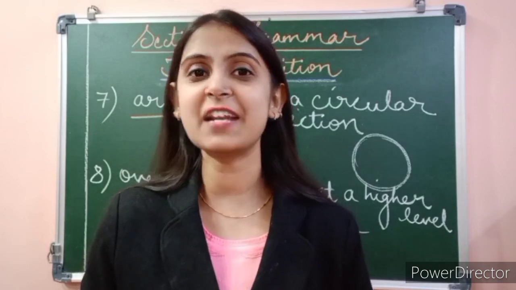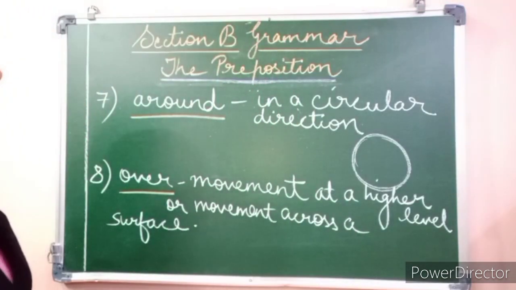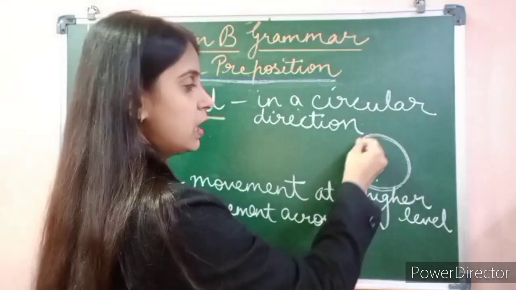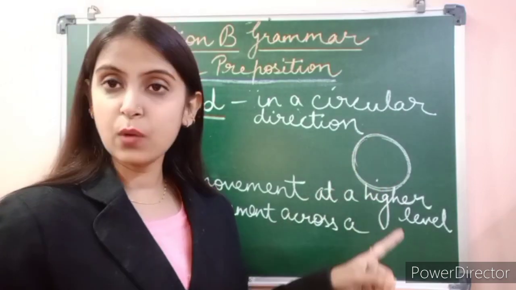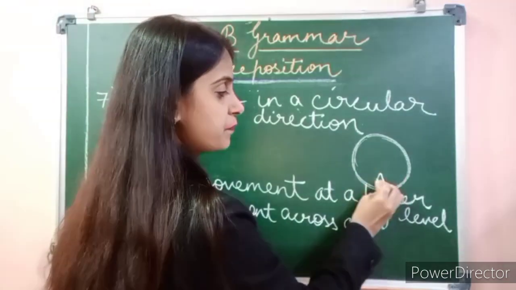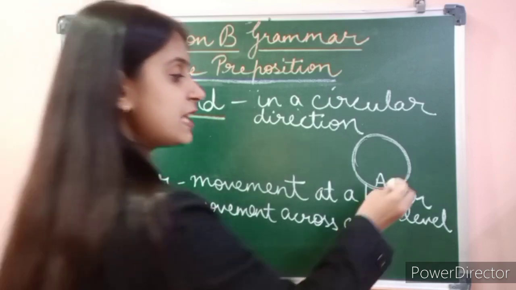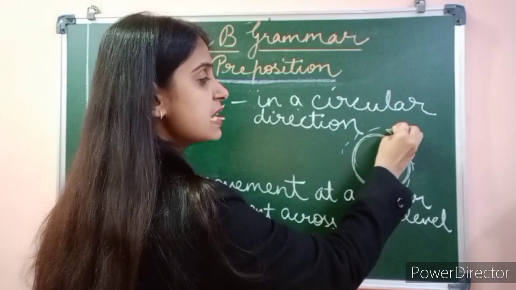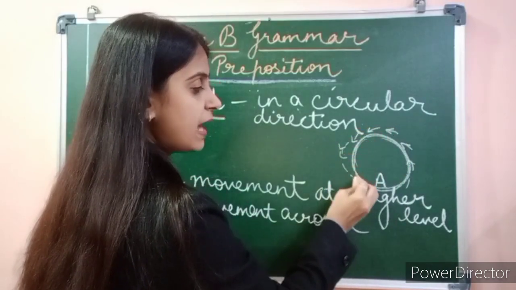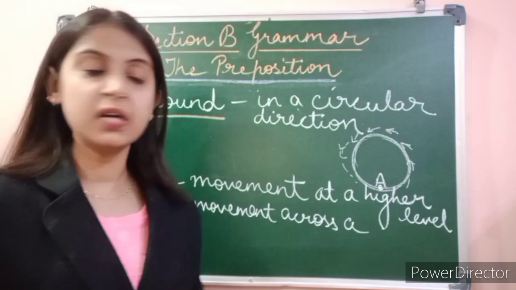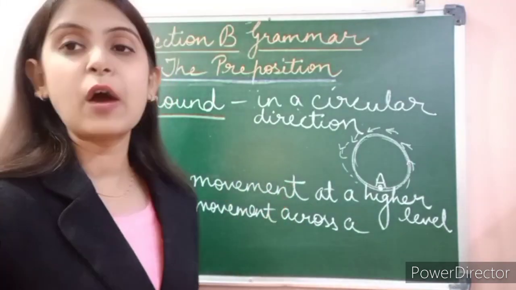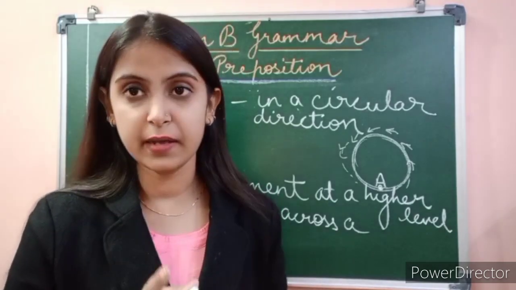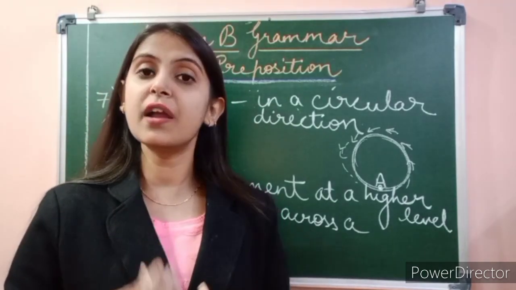Next preposition of movement that we are going to learn is around. Around shows movement in a circular direction. Right? For example, you can imagine that this is a playground, right? And I am standing over here. My teacher asked me to take a round around the ground. Okay, so around the ground means in a circular direction I will go and I will come back at this point. So around is used when we talk about movement in a circular direction. The earth revolves around the sun. Okay, it moves in a circular direction, so around the sun.